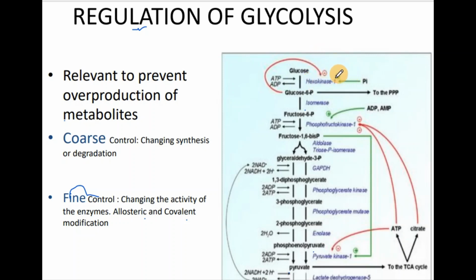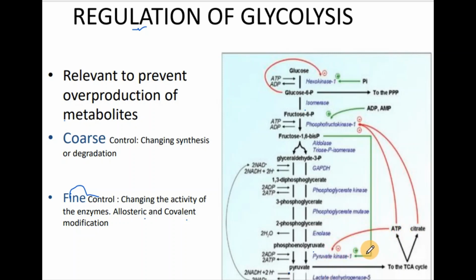So the plus sign here means activation. So PI can activate hexokinase 1, and glucose 6-phosphate can inhibit hexokinase. In the same way, at the last step, when we have a lot of ATP in the body, the ATP can go and inhibit the pyruvate kinase.